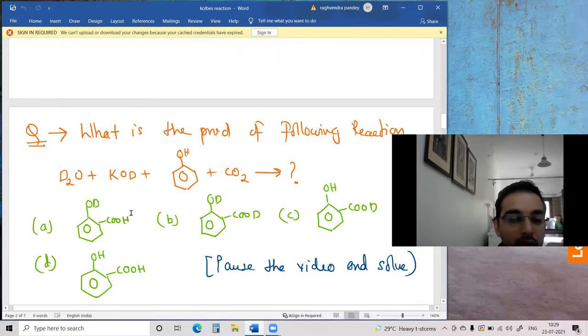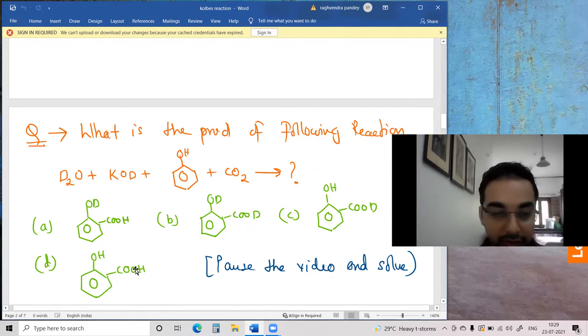Now, in this phenol, that is a hydroxy group. In the first option, the hydroxy group is deuterated and the carboxylic acid is not deuterated. Then, both hydroxy and carboxylic groups are deuterated. Then, the hydroxy group is the same, meaning it has normal hydrogen, and the carboxylic acid is deuterated. And D, oxygen and hydrogen, means the hydroxy group is the same and the carboxylic group is also the same, meaning they are not deuterated. So which one can be the answer?